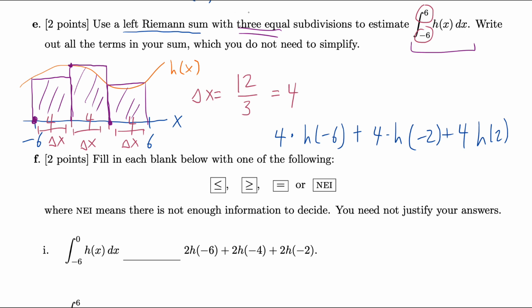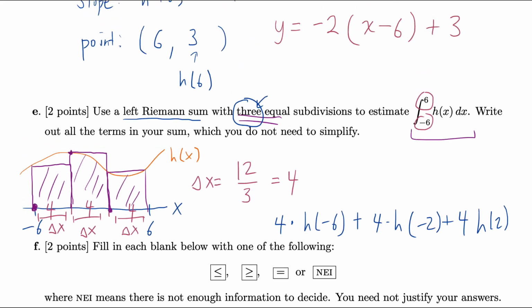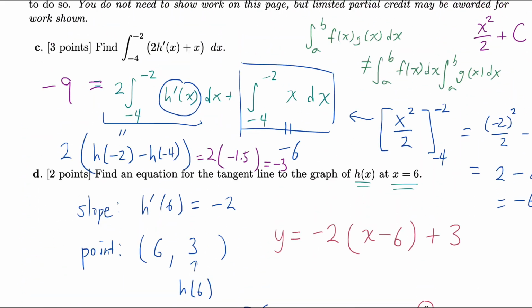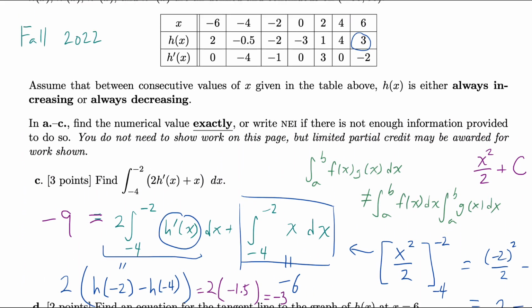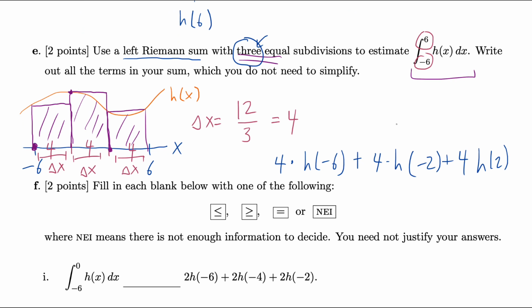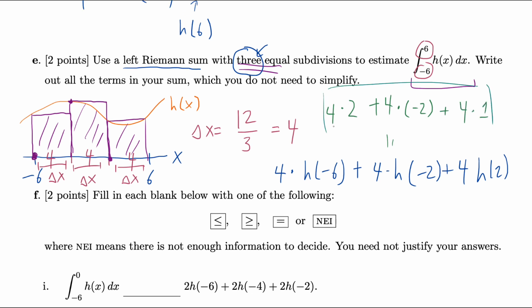And just for a sanity check, you should make sure that you're adding 3 things. Because you have 3 subintervals, you should have 3 rectangles. So you should have one summand for each rectangle. But you're not quite done. You actually want to plug in what h of -6, h of -2, and h of 2 are, which are 2, -2, and 1. So going back down, we want 4 times 2 plus 4 times -2 plus 4 times 1. So this is our final answer right here.